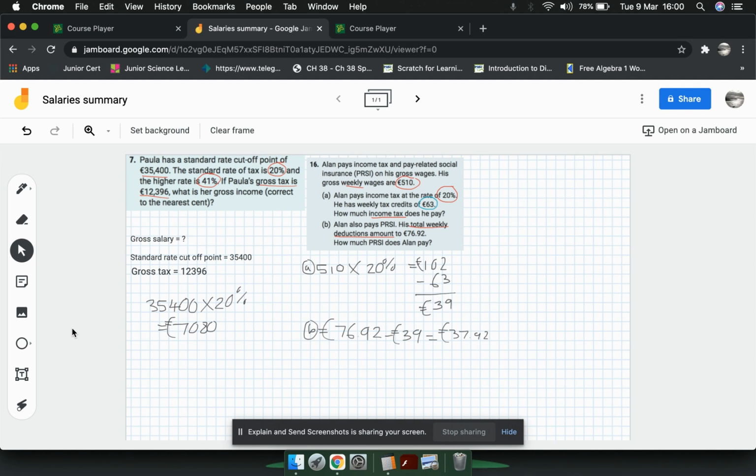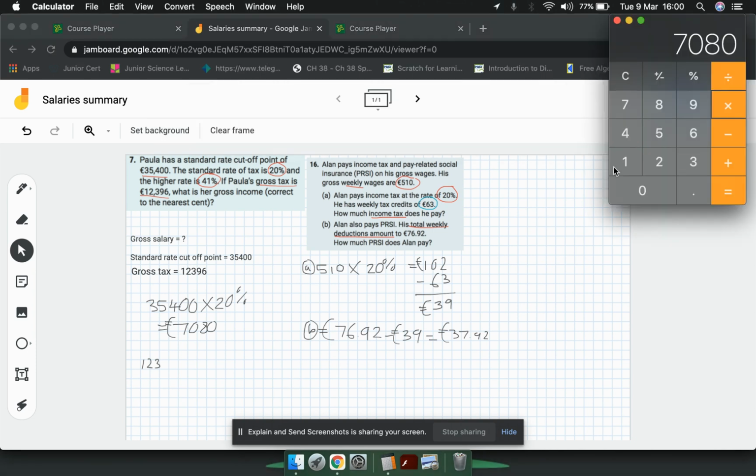Right. So could we figure out how much tax she paid, for example, on the higher rate of tax? Well, very straightforward to do that. 12,396, subtract from that €7,080. Okay, and that again will tell me how much tax she had to pay on the higher band of 41%. Sorry guys for the lag on this one, it'll catch up with me hopefully. There we go. 12,396, subtract from that 7,080, and I'm getting an answer there of 5,000. Let's scroll in there. 5,000, what did I say?